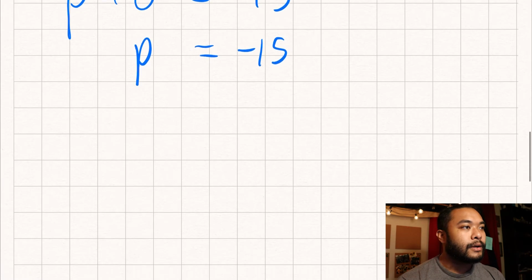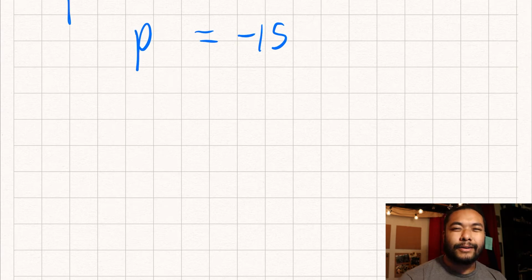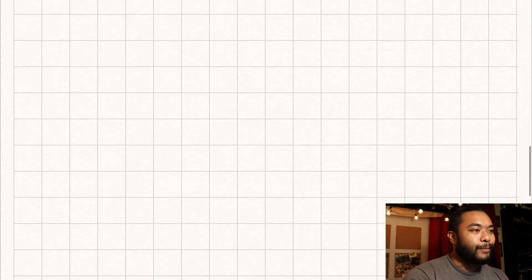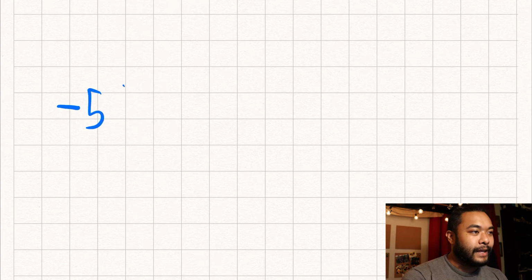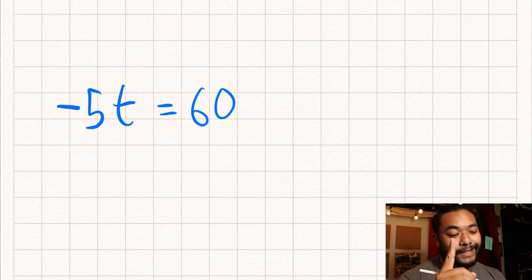Okay, let's look at another. Subtraction isn't that different, so I'm not going to do one of those. Let's take a look at a multiplication one. So minus 5t equals 60. Again, this is a one-step equation, so it's only going to take one step. And the thought is, how do we get t on one side of the equal sign alone?